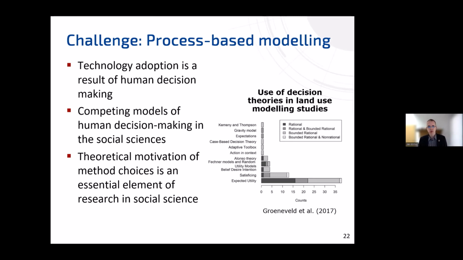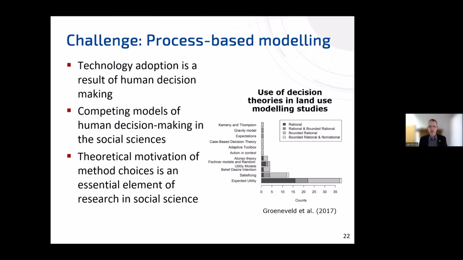So technology adoption is a result of human decision-making. That was the whole point of the first part of the presentation. In economics and social sciences in general, we do have competing models of human decision-making. So I guess in plant sciences, for example, many relationships are theoretically clear.